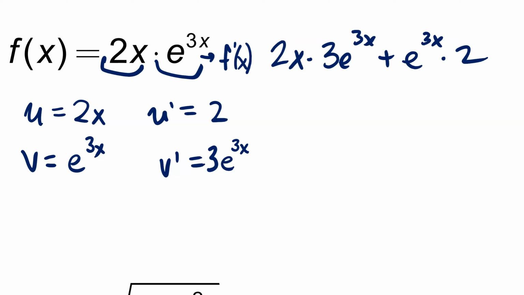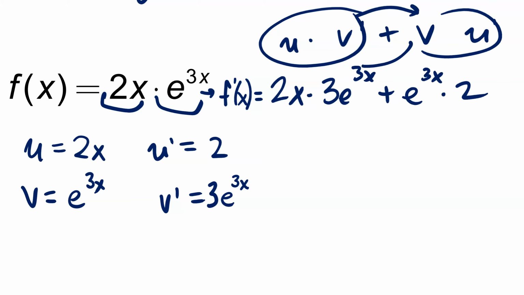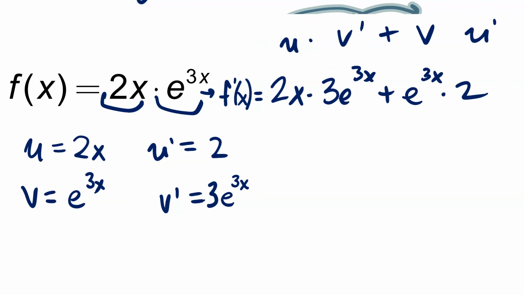F prime of x. Let me write it out above: u times v prime plus v times u prime. I think normally I do u v, but the order doesn't matter. If you do v u prime plus u v prime, or u prime v plus, right? If I do 1 plus 2, it's the same thing as 2 plus 1, the commutative property of addition. I could have this whole thing over here and that whole thing over there. Okay. Cool.